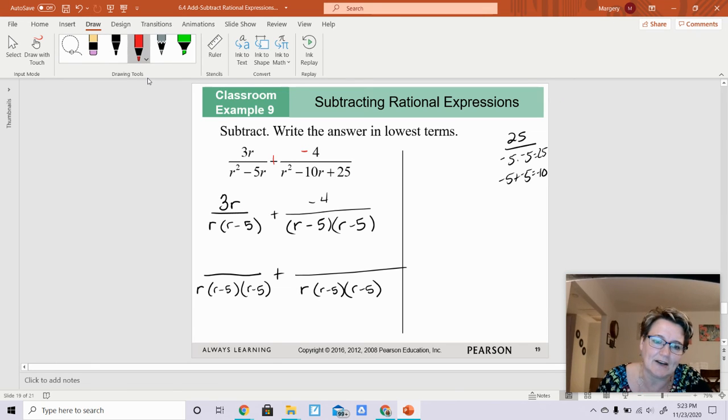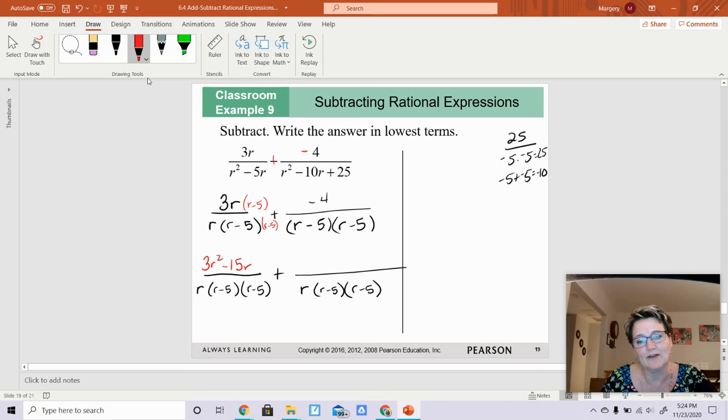So now I'm going to look at the first fraction. What am I missing here? There's an r minus 5. I'm missing another r minus 5, so I'm going to multiply that by r minus 5. Whatever you do to the bottom, you've got to do to the top. So I'm actually going to distribute this. 3r times r is 3r squared. 3r times a negative 5 is a negative 15r.